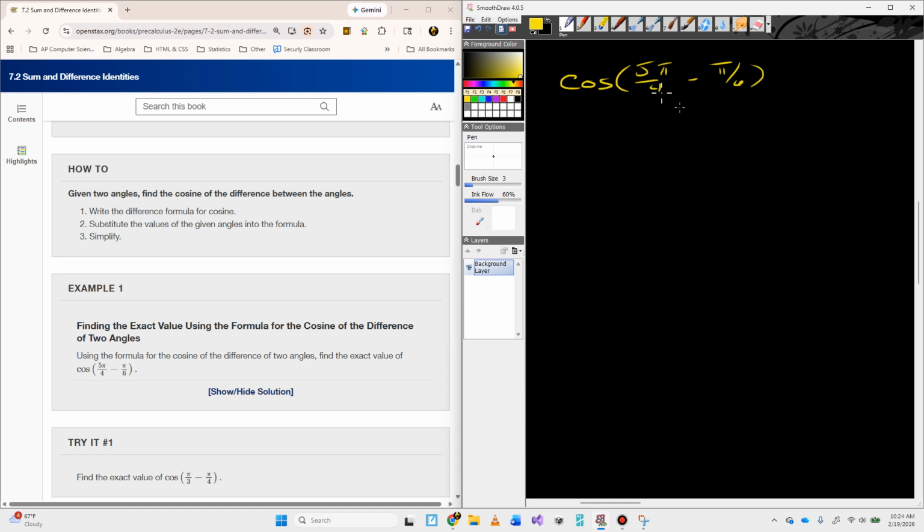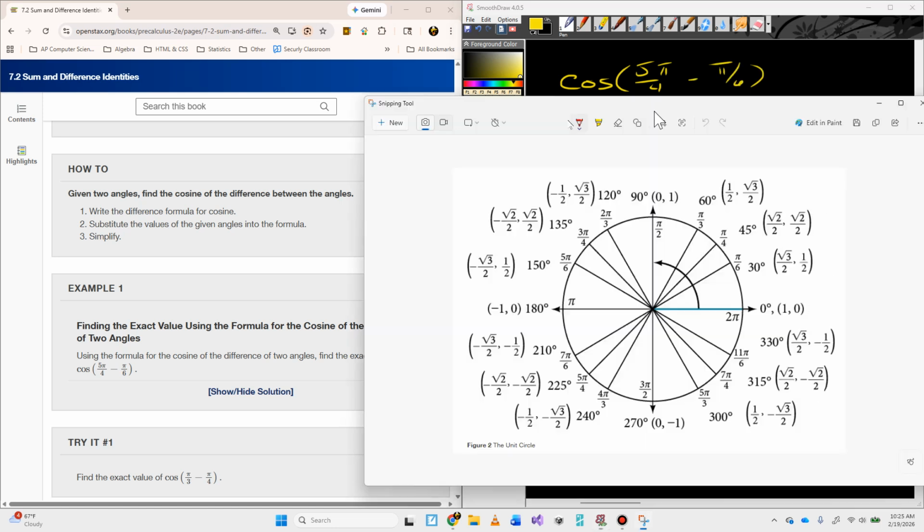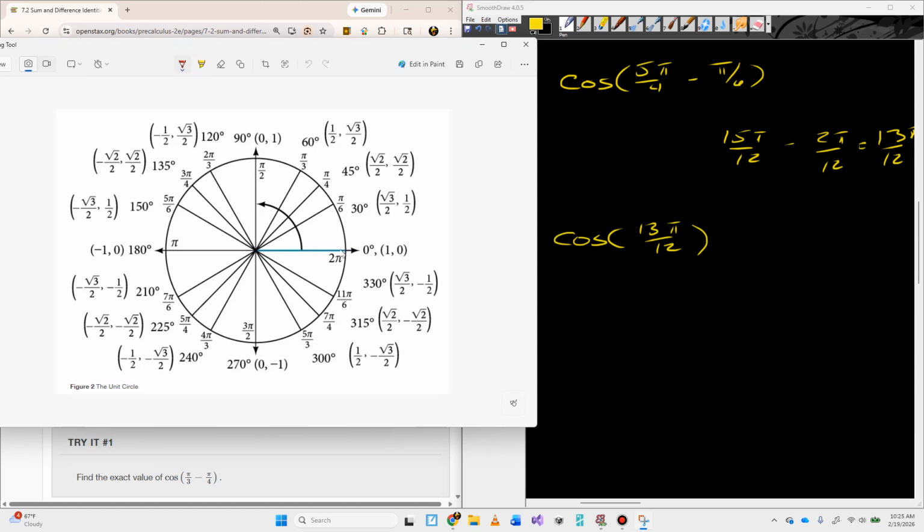I would have to multiply this by 3. So that's 15 pi over 12. And I would multiply this by 2. So that's 2 pi over 12. And so this would be 13 pi over 12. That is actually what I'm trying to find. I'm trying to find the cosine of 13 pi over 12. But do you see that anywhere in the circle? No, there is no cosine of 13 pi over 12.